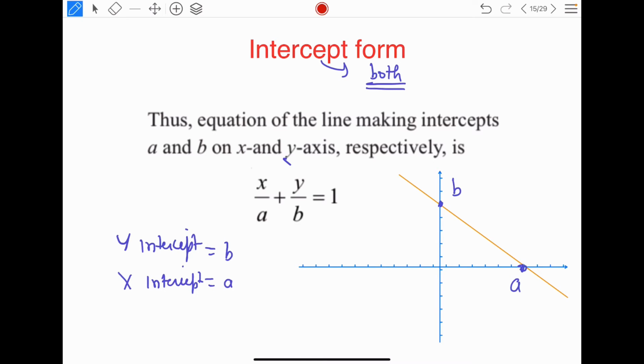So what is the equation? Your equation is x by a plus y by b is equal to 1. Clear? That's your intercept form. It's making a and b intercepts with both the axes, so the form of the equation is x by a plus y by b is equal to 1.